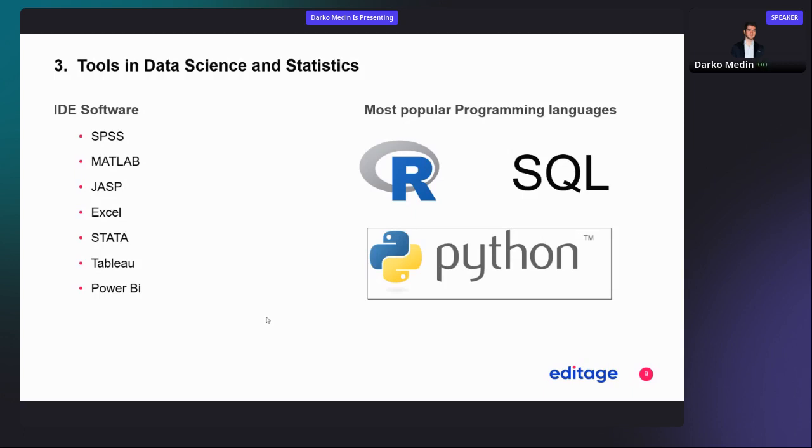advanced data science. As you can see on the right side, there are the most popular programming languages. There are many of them out there. Some of the most popular are called R, SQL, and Python. And I will be discussing R and Python in detail today, but there are many other programming languages like SQL, SAS, Java, Julia. There are many programming languages out there, but in general, these are the most popular among them.